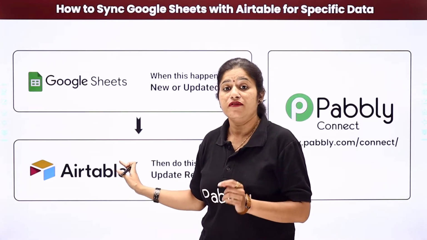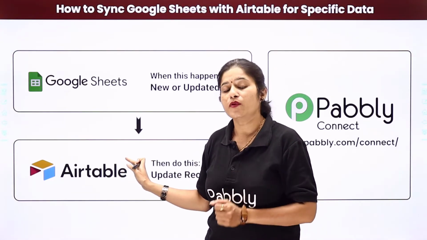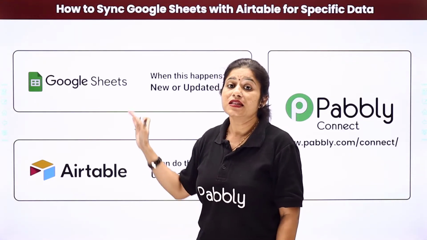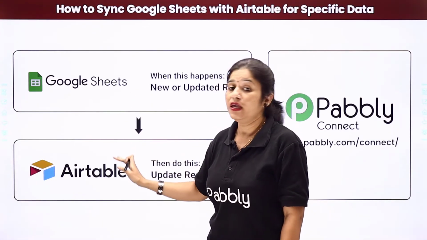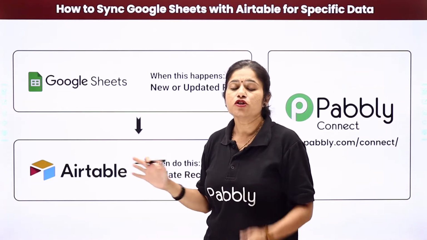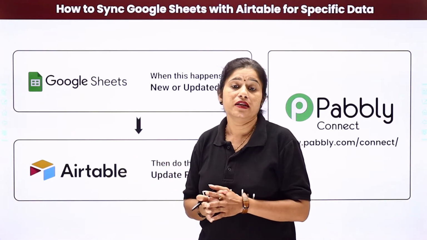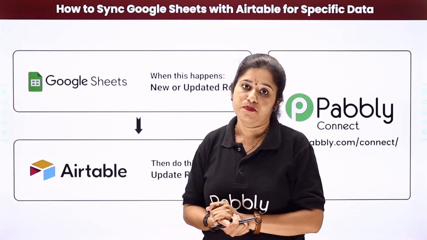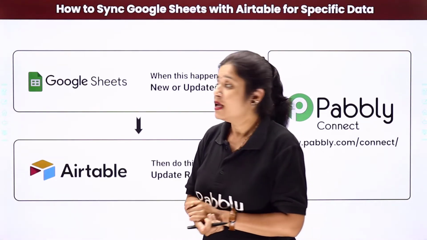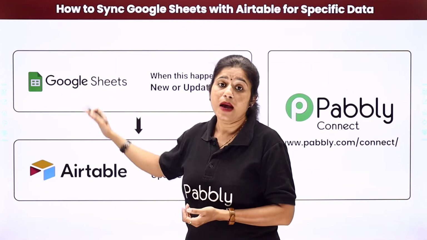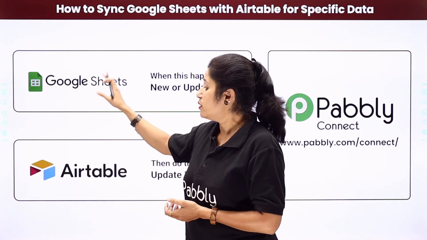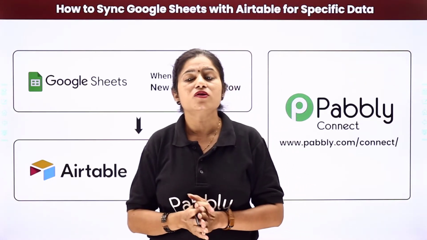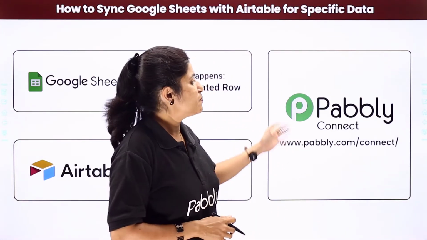Now you want that whenever you update any of the product details, like you have updated the quantity or its rate, automatically the same details should get updated into the Airtable base also, so that all your retailers and suppliers should get the same information and you don't need to send them the details manually. But here the problem is how it is going to happen, because there is no direct connection between Google Sheets and Airtable. And for doing this, we are going to use a software application, that is Pabbly Connect.